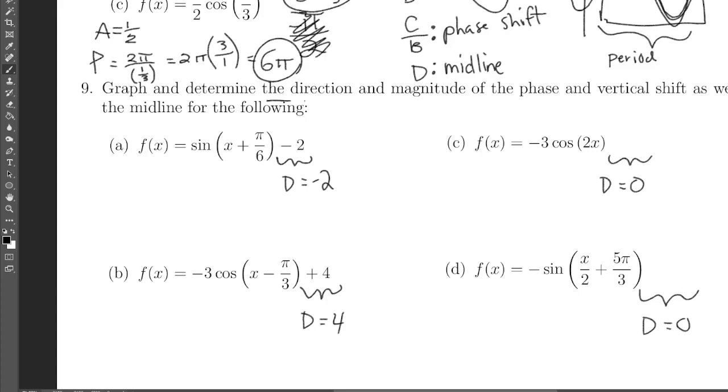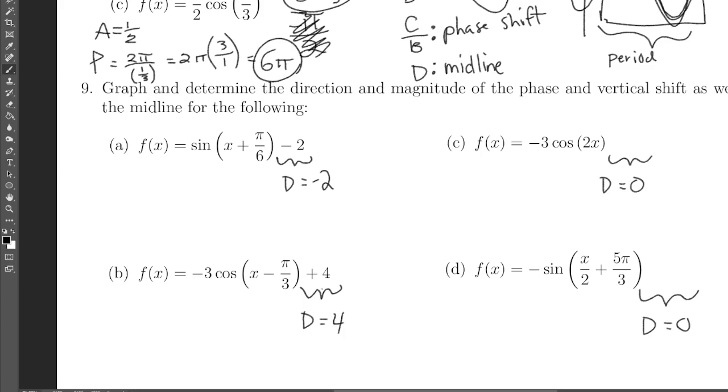And notice they say the direction and magnitude of the phase and vertical shift, as well as the midline. I don't know why they say vertical shift as well as the midline. The vertical shift is the midline. So the standard is for the midline to be 0. So if you ever have a vertical shift like -2 or +4 at the end, that tells you what your new midline is too. If you have a vertical shift of 2 units down, that means your midline is at y equals -2. If you have a shift like here of 4 units up, then your midline is at y equals 4. I think that's just what they wanted you to identify here.